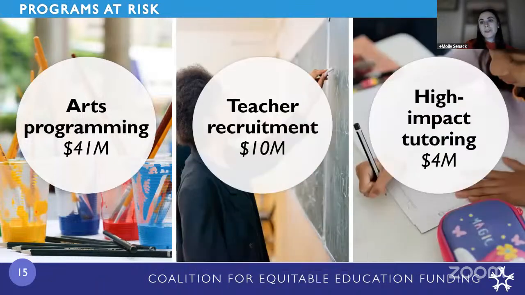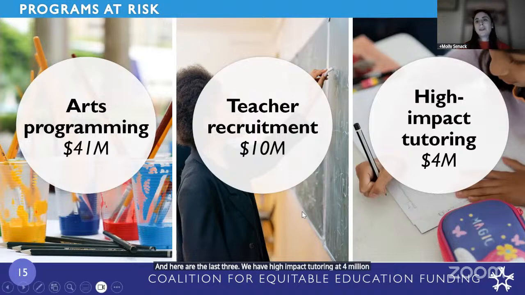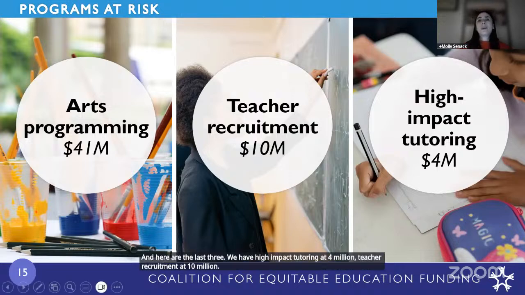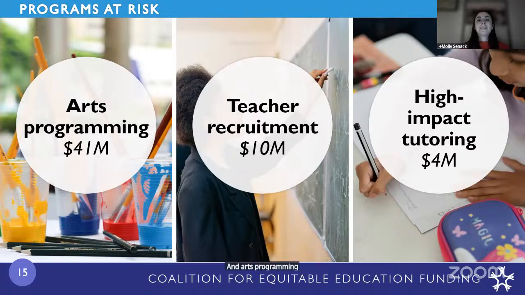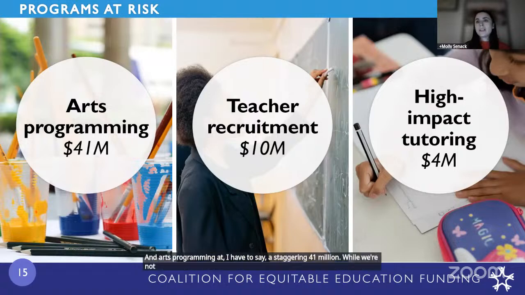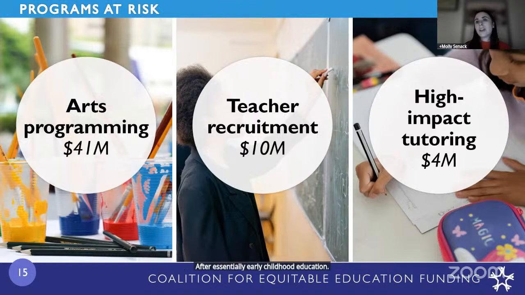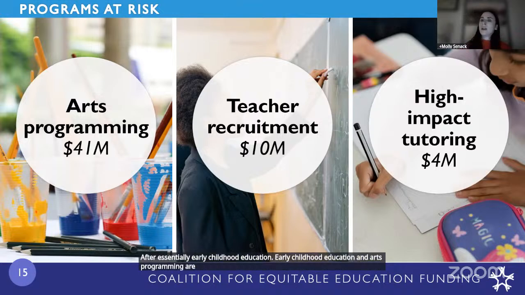And here are the last three. We have high impact tutoring at $4 million, teacher recruitment at $10 million, and arts programming at, I have to say, a staggering $41 million. While we're not talking percentage-wise, it is one of the programs with the largest dollar amount being cut after essentially early childhood education. Early childhood education and arts programming are going to see the highest dollar amount cut.